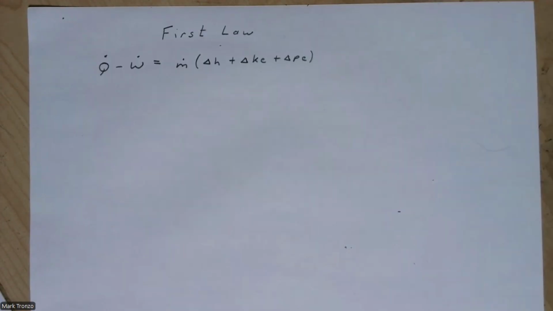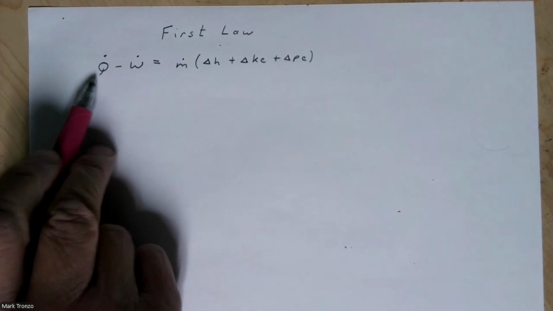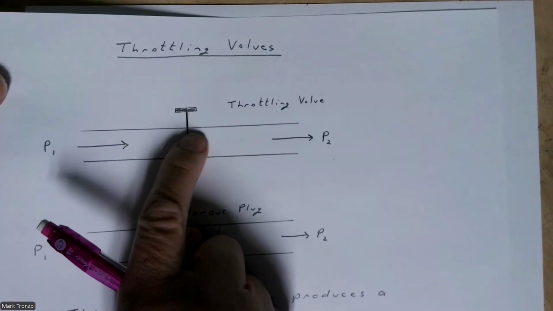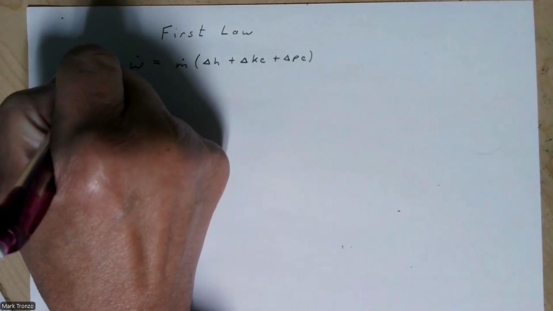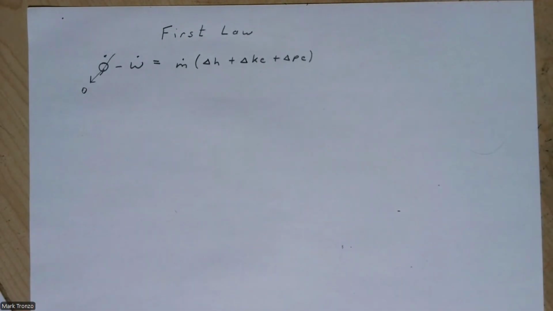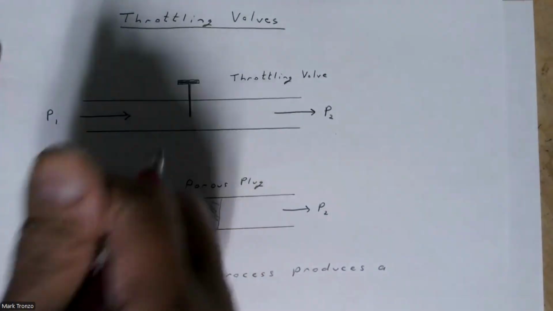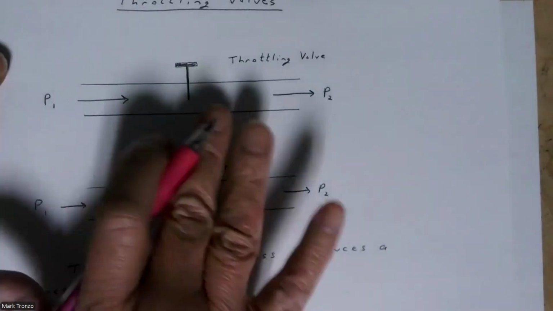Again, if we look at the first law for a throttling valve, generally the throttling process happens in a very short distance. So usually there's not enough time for much heat transfer, so usually we can assume that there's no heat transfer. Also, there's going to be no work done in the process here. As you can see, nothing is stirring anything, or nothing is moving any boundaries or anything like that.